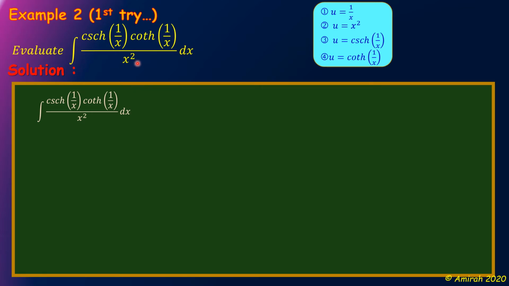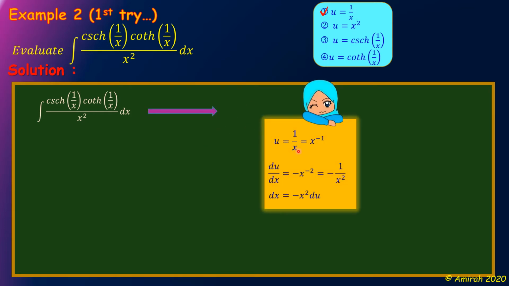Alright, we start with the first try. Let's say we try u equals 1 over x, okay? If you have no idea how to choose u, you can list all the possible u. After we choose u equals 1 over x, we need to define u equals 1 over x, and then we differentiate to create the symbol du. Because the idea when we use u substitution is that we need to write in terms of u and du, and to write in terms of du, we need to differentiate.